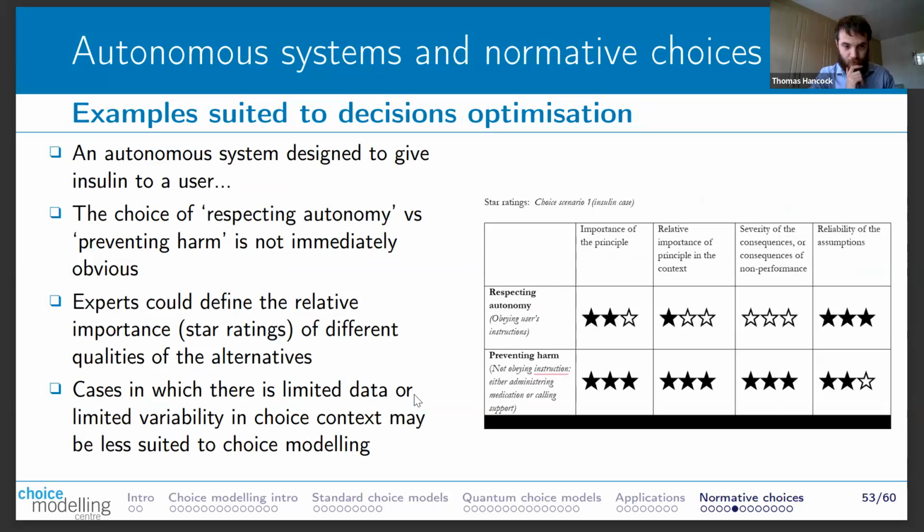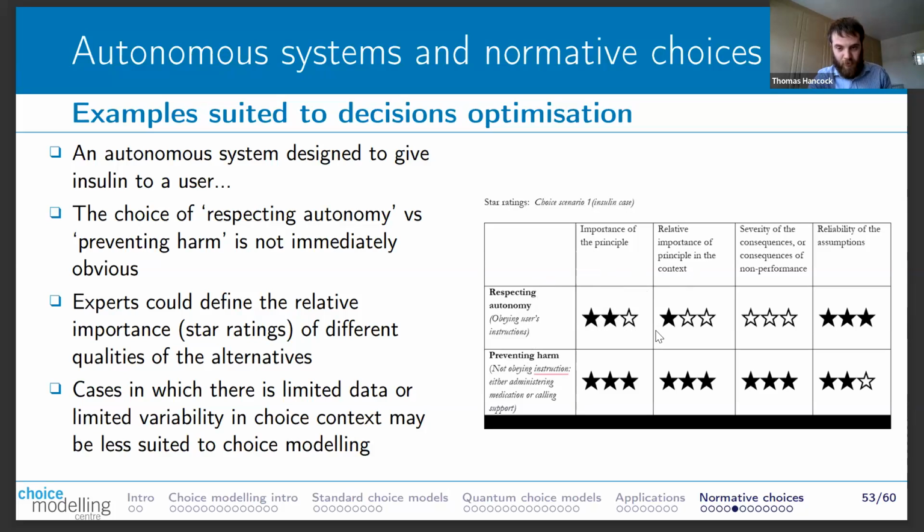And one of them, we were looking at this case of an autonomous system designed to give insulin. So now there are various different attributes here: the relative importance of the principle, and the different ethical motives here, so respecting autonomy or preventing harm. Now, in this case, it's quite a clear case where you'd expect these attributes to have a particular star rating based on expert opinions, and you'd imagine that there's not going to be a huge variation in those levels.